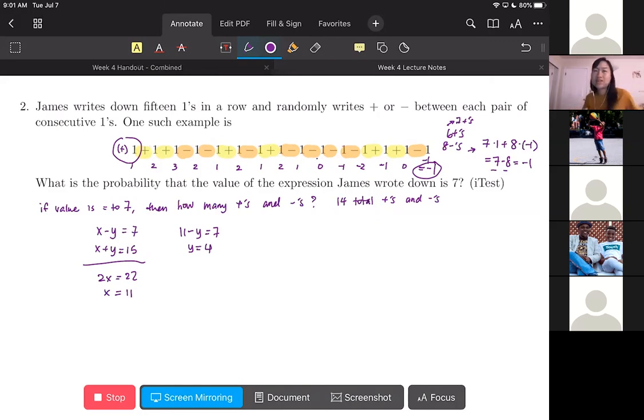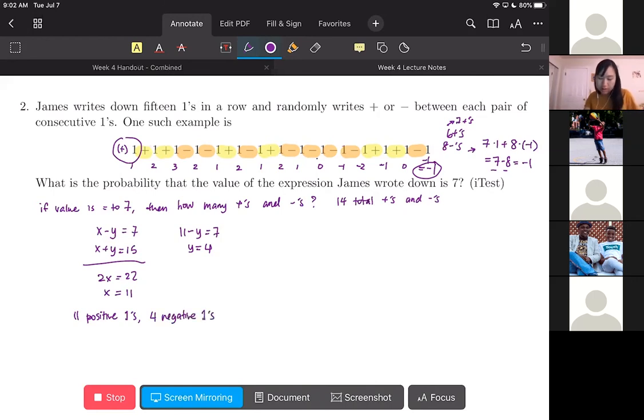Or you can guess and check and say, okay, if I have two numbers that sum to 15 and the difference is 7, then maybe it's 8 and 7. Oh, that doesn't quite work. Maybe it's 9 and 6. Oh, that doesn't quite work. Maybe it's 11 and 4, and you get it. So then that means we need 11 positive ones and 4 negative ones.